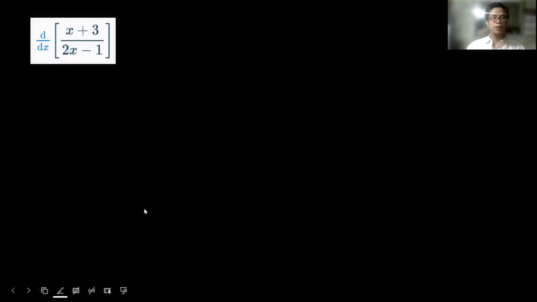Next. Here we have a rational expression. When we say rational expression, basically we have a polynomial above and a polynomial below, so two polynomials on each side of the fraction. So we have x plus 3 and 2x minus 1. I'll discuss two techniques here. The first technique I'm going to introduce is what we call the quotient rule.